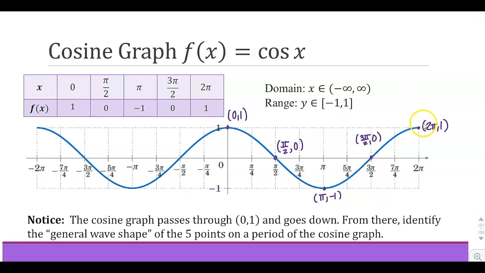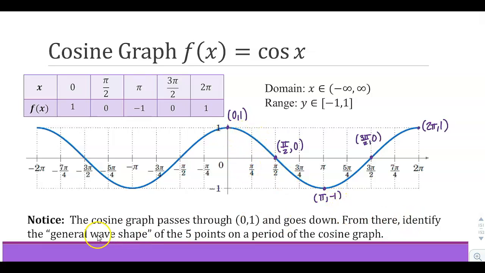And then 2 pi, 1. So the domain, just like the sine function, is all real numbers, so this graph is going to repeat over and over again. And the range is the same as well. From -1 to 1, those y values are going to extend. So the difference here, if you notice, the cosine graph passes through 0, 1 and starts going down.